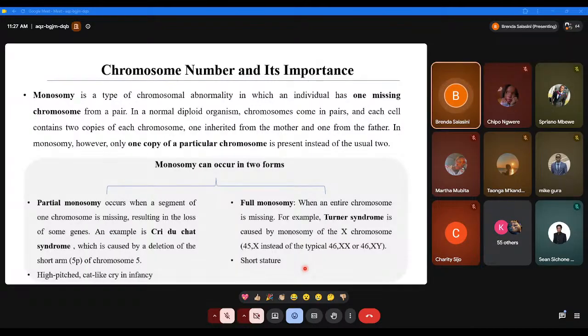So partial monosomy occurs when a segment of a chromosome is missing. Okay, just a segment of a chromosome. For example, the top of a chromosome is removed. The chromosome is there, but part of it has been degraded. Remember, we said the telomeres, those caps that are found at the end of a chromosome, are there to protect these chromosomes. But sometimes, nature happens.